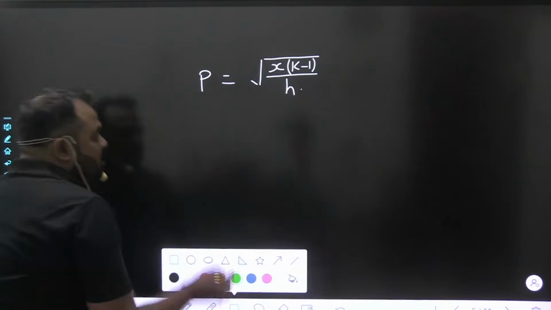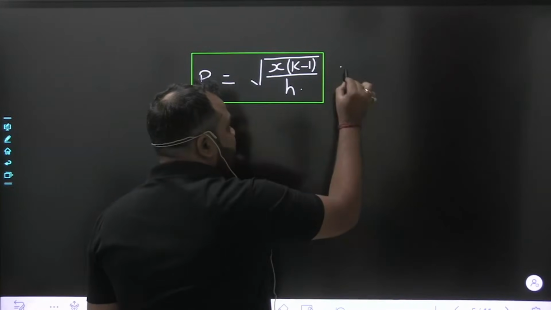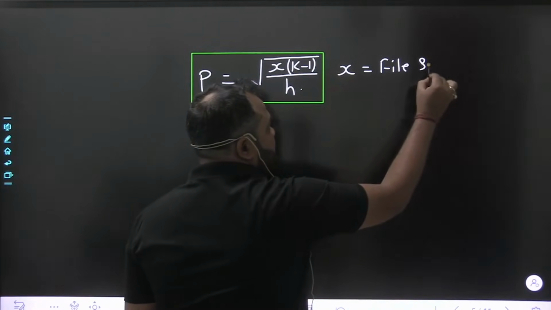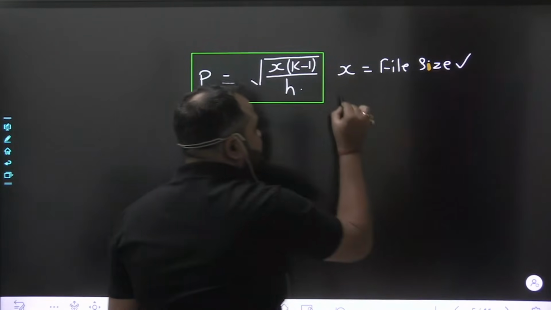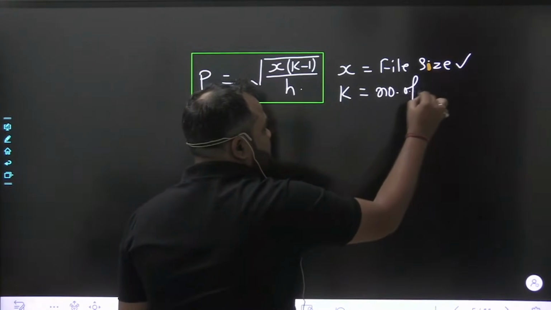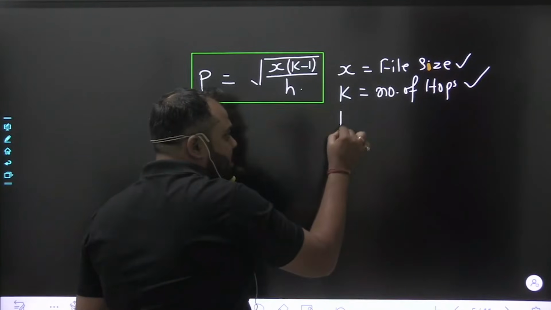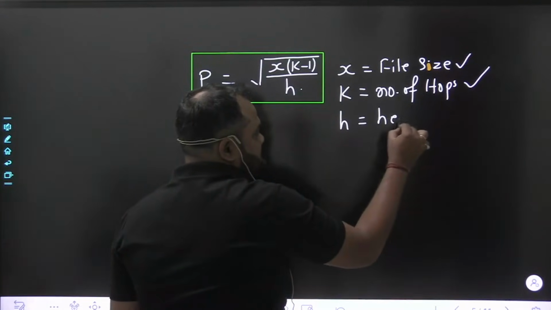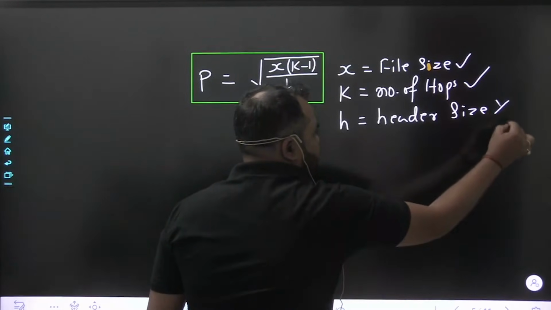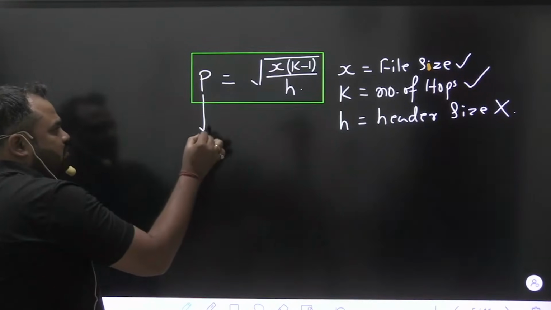So my dear friends, until and unless we know the size of the header, obviously x is the file size, which we know. k is the number of hops, which is known. h is the header size, which is unknown. We don't know the header size, so we cannot calculate the value of p.